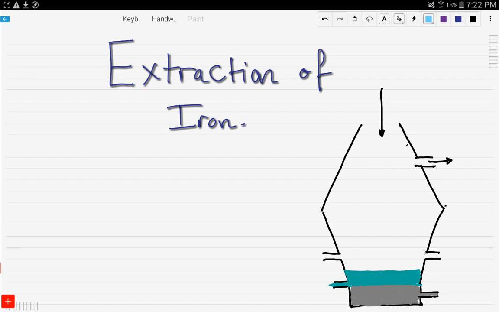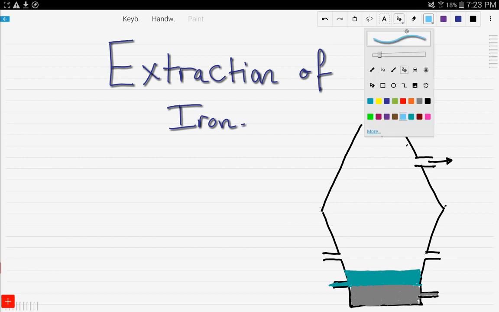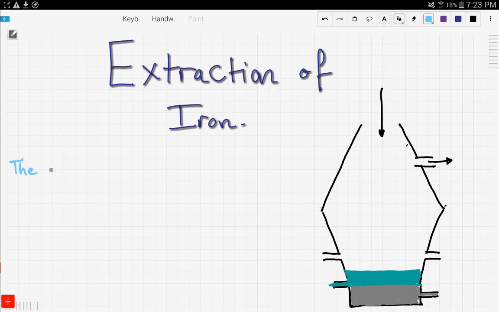But now we're going to talk about fairly reactive metals and how they are extracted. Well, the method of extraction is the reduction. Wait, let me change the font to make it more clear. Now, the method used is called the reduction of metal oxide with a non-metal.